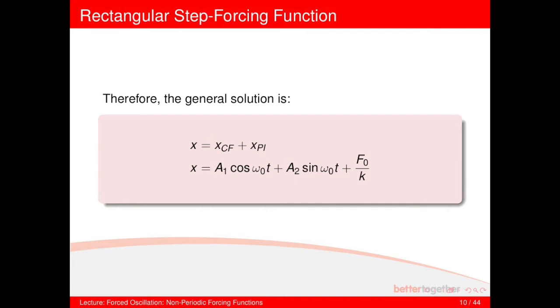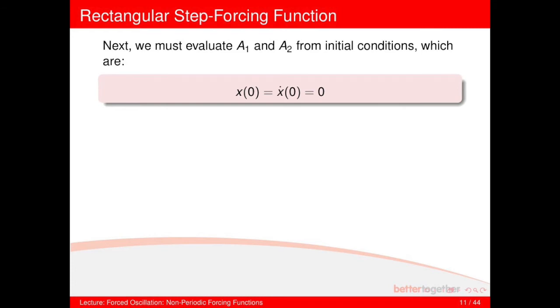Now, that's the general solution. What I'm going to do is apply some initial conditions: at time equals 0, the displacement is 0 and the velocity is 0. Okay, x of 0 will be 0 and x dot of 0 will be 0. Those are called initial rest conditions because the thing isn't moving, and then suddenly you have this force being applied.